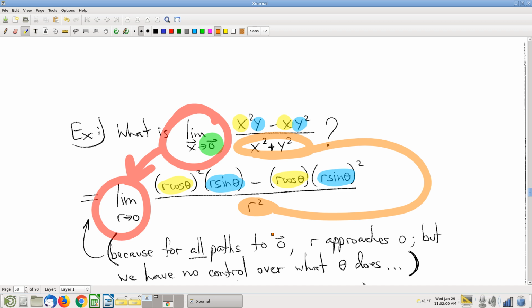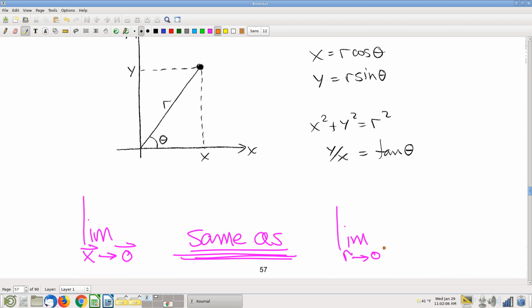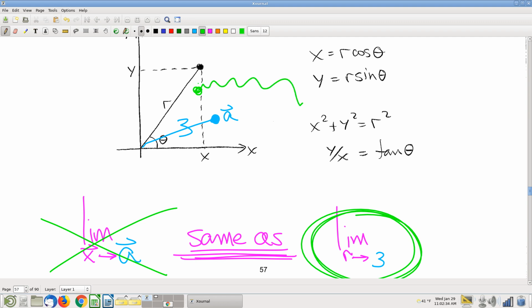Yes? Wait, why wouldn't it work for non-origin? It's just not so. For example, let's suppose I wanted to talk about some point over here where r is equal to 3. Let's call this point A. Is approaching A the same as letting r approach 3? Well, sadly, no, because I can think of plenty of curves where r approaches 3, but I don't approach A. For example, a curve like that. r approaches 3, x does not approach A. So these limits are simply not the same thing anymore. So the origin is sort of unique in this.